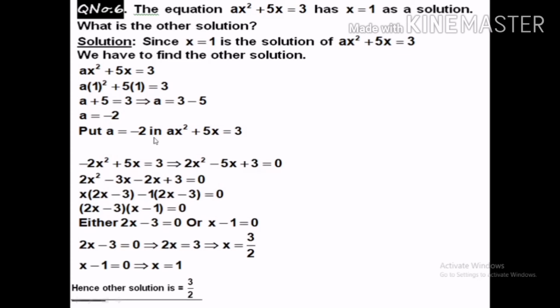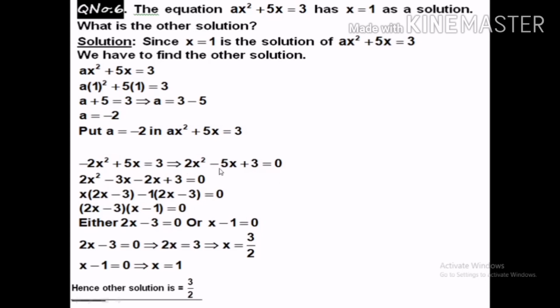Put a is equal to minus 2 in the given equation, a x square plus 5x is equal to 3. We get minus 2x square plus 5x is equal to 3, or transfer this to the left hand side and make it positive. So that becomes 2x square minus 5x plus 3 is equal to 0. So that is the standard form of a quadratic equation.